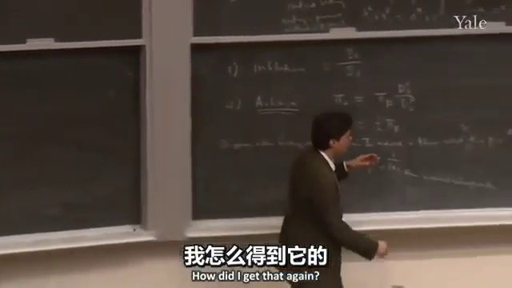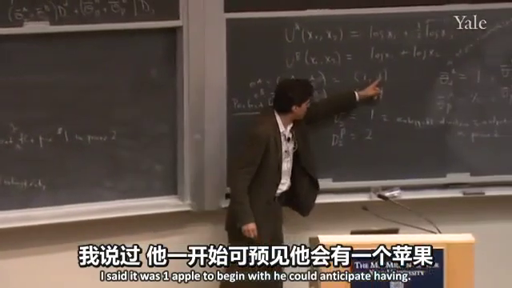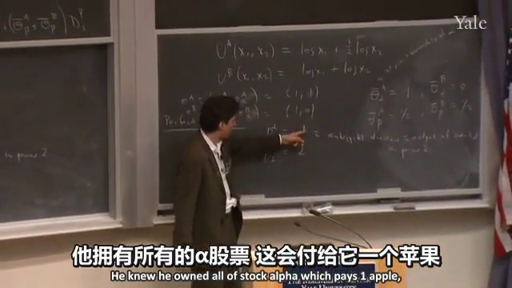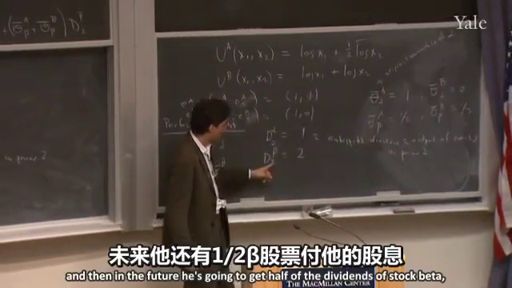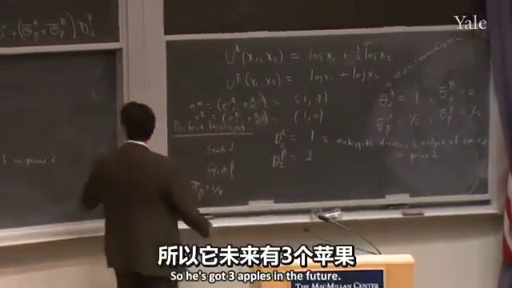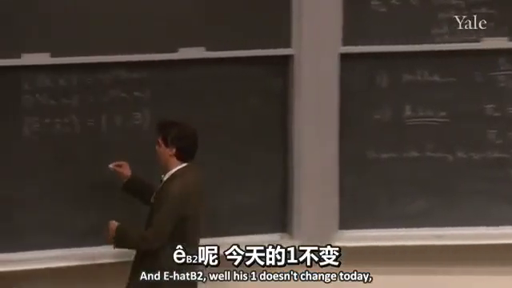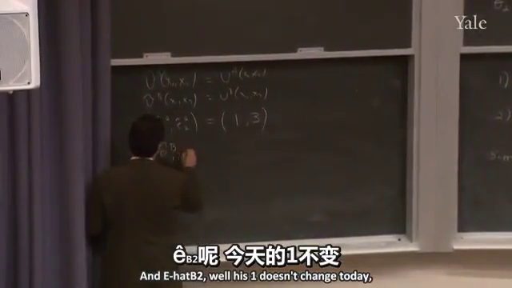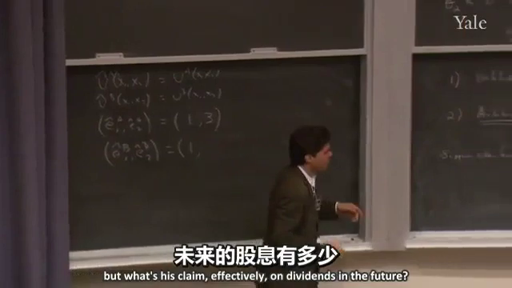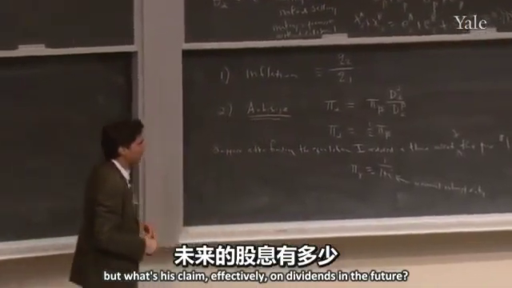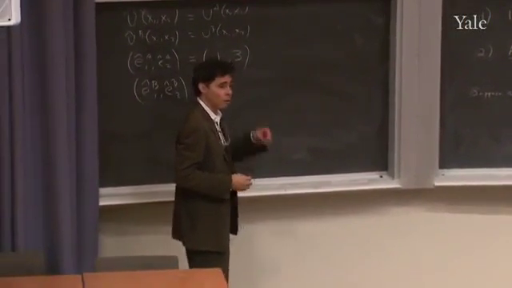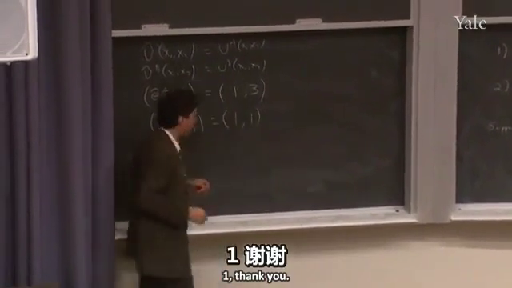Okay, how did I get that again? I said it was 1 apple to begin with that he could anticipate having. He knew he owned all of stock alpha, which pays 1 apple. So that's another one that's really his. And then in the future, he's going to get half of the dividends of stock beta, and half of 2 is also 1. So he's got 3 apples in the future. And B, I'm sorry, he had B2. Well, his 1 doesn't change today, but what's his claim effectively on dividends in the future? One. Thank you. Somebody answered that.